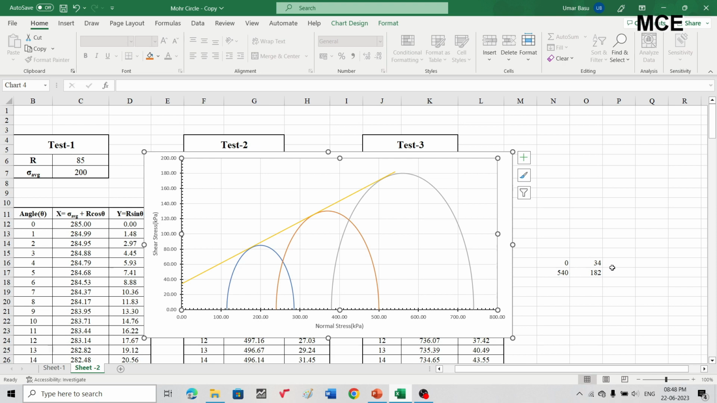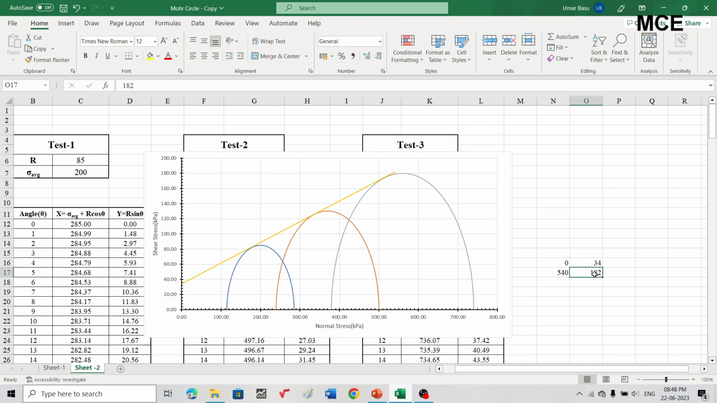Okay, so you can accordingly change the failure envelope if you find out that it is not touching these circles. Like if I write 178 instead of 182 and then press enter, I can see that the failure envelope moving. Okay, in my case the second coordinate for this failure envelope is 182, the y coordinate.